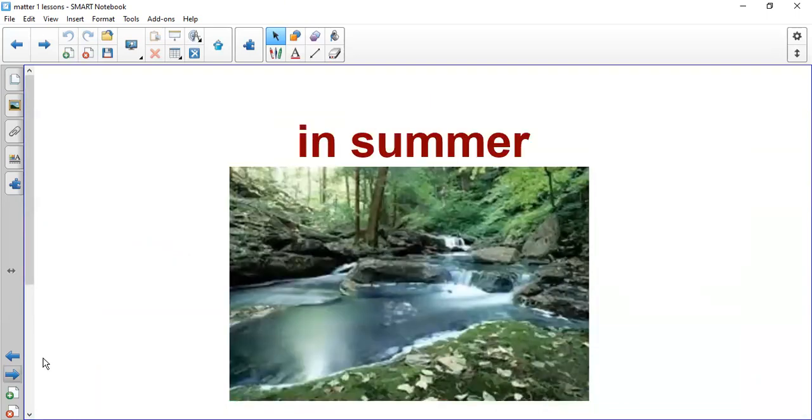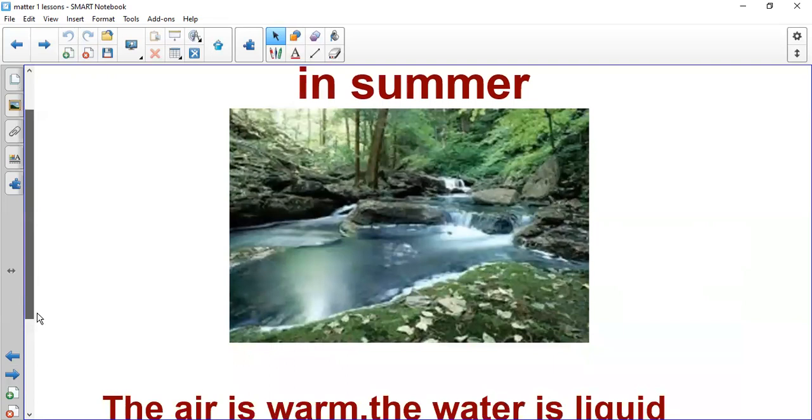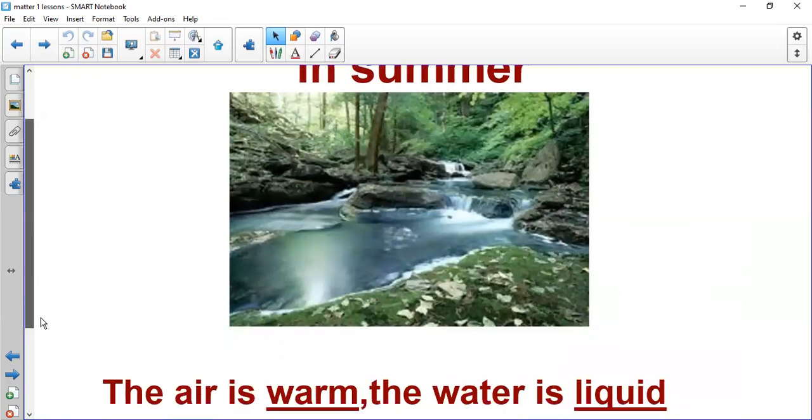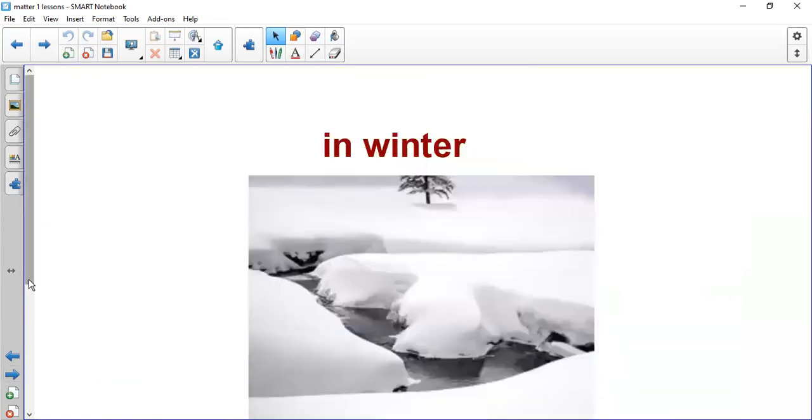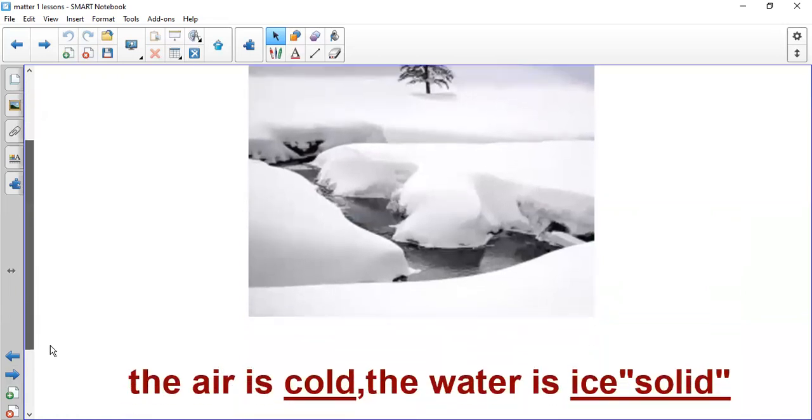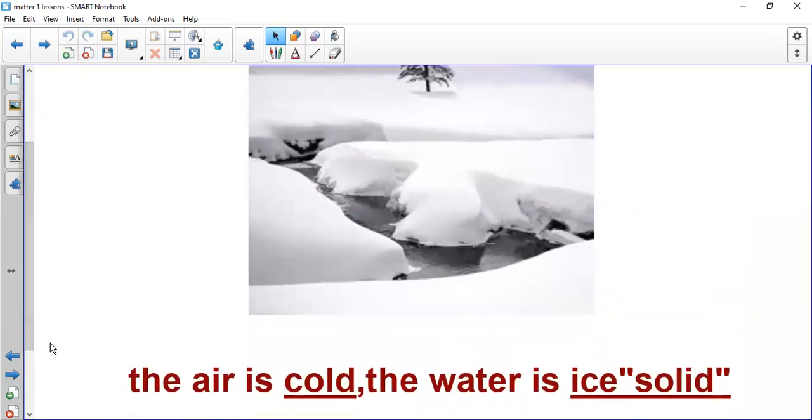The second point is about this pond. In summer, when the air is warm, like nowadays, you will find that the water is liquid. But in winter, when the air is cold, the water will freeze and become ice, which is solid.